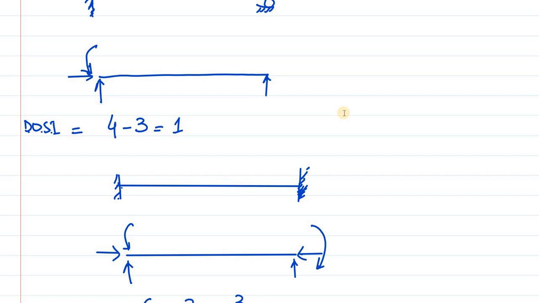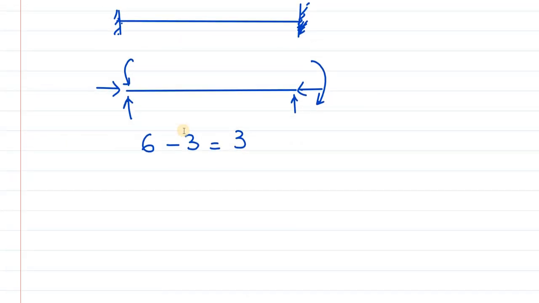So if you want to eliminate the horizontal forces situation, you may say 3 unknowns: 1, 2 and 3, one moment and 2 vertical reactions. I'm not counting this one this time. So 3 minus 2 would be equal to 1 in that case, and in this case it would be 4 minus 2 equal to 2. All right.